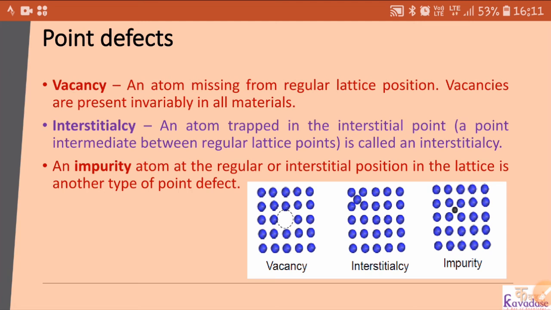So there are 3 types of point defects: vacancy, where an atom is missing from a regular lattice position; interstitial, where an atom is trapped in interstitial spaces, meaning void spaces; and impurity atom, at a regular or interstitial position in the lattice, another type of point defect.